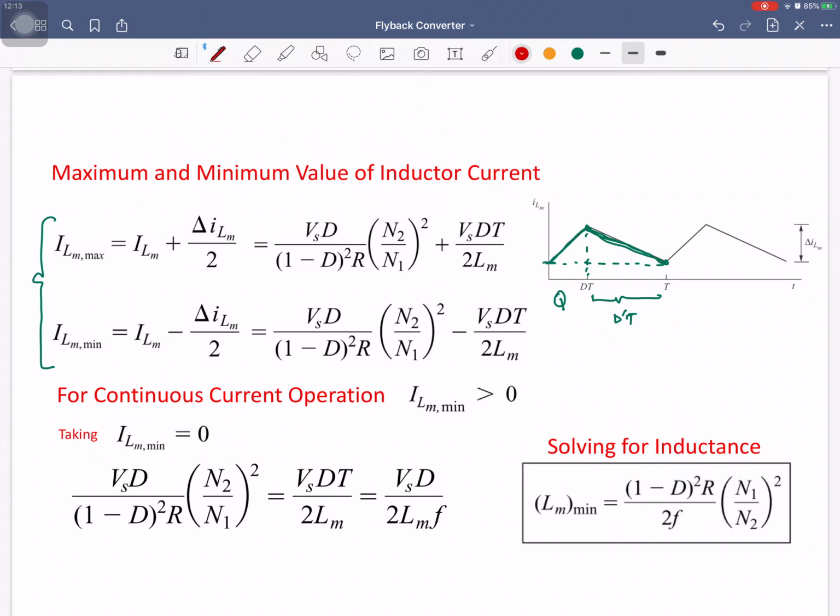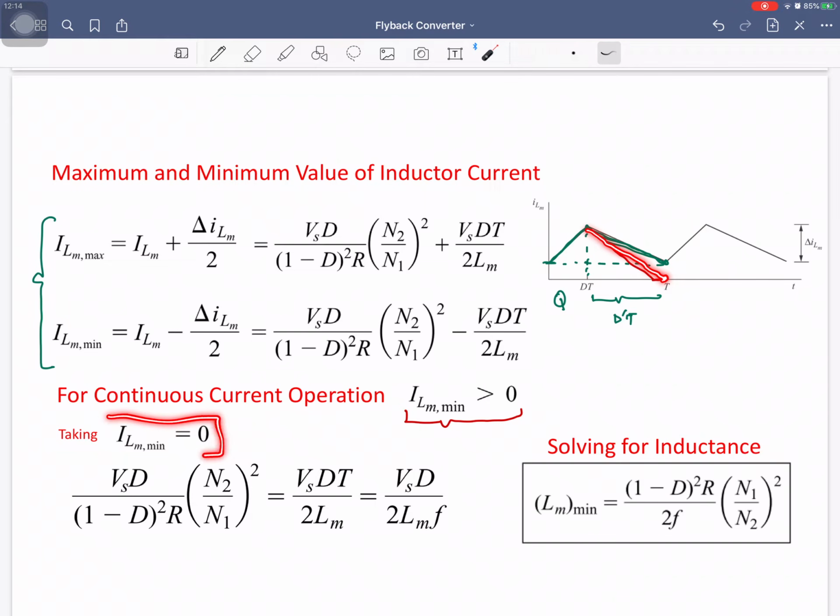But if this current reaches back to 0 before the start of the next cycle, we say that this is the discontinuous mode, DCM. We will analyze it in the upcoming slides. But for continuous mode of operation, the current should not reach 0. So IL minimum should be greater than 0. Or in the worst case, we can say it can just touch the 0 value.